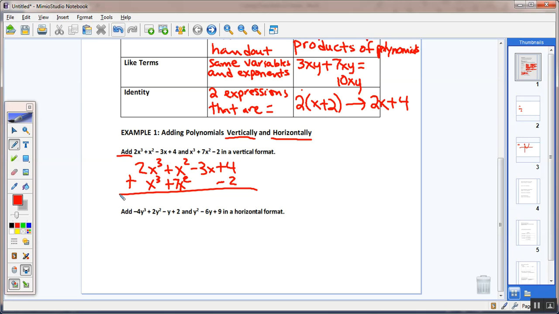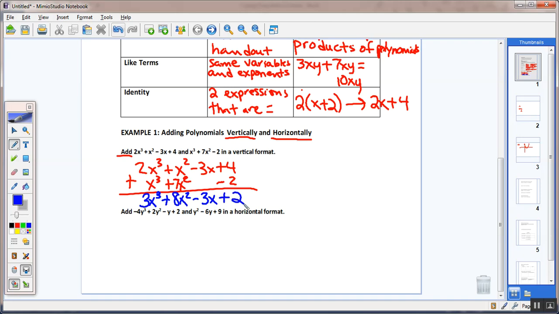What's 2x cubed plus the 1x cubed? 3x cubed. What's 1x squared plus 7x squared? 8x squared. Let's see, the minus 3x, there's no x in here, so what are you just going to have there? Negative 3x. Minus 3x. Plus 4 plus the negative 2 is the? Plus 2. There it is. That's the answer? That's the answer.